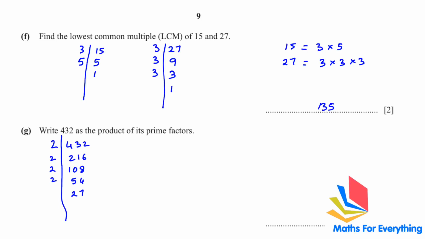Now that 27 is there, 27 is not an even number, so we will start dividing by the next prime number, which is 3. 27 divided by 3, 9. 9 divided by 3 is 3. And 3 divided by 3, 1. When you get 1, you stop. So 432 is equal to, how many 2's we got? 1, 2, 3, 4. So 2 to the power of 4. And how many 3's we have? 3 3's. So 3 to the power of 3. You can put this in the calculator and check. It must equal 432.